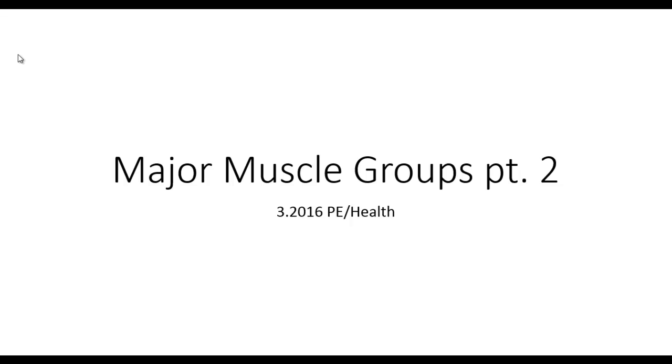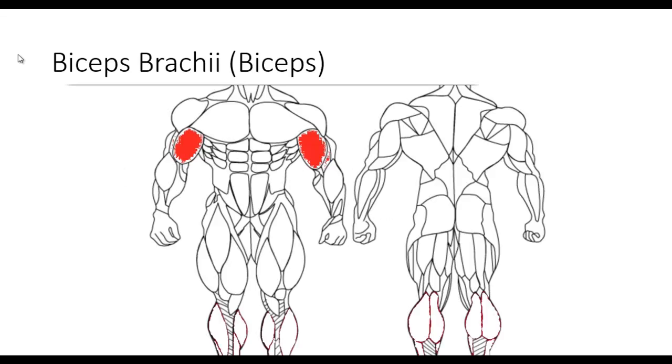This is a study guide for the major muscle groups, Part 2. First muscle group we're going to look at is biceps brachii. It allows you to bring your forearm inward or toward your shoulder.